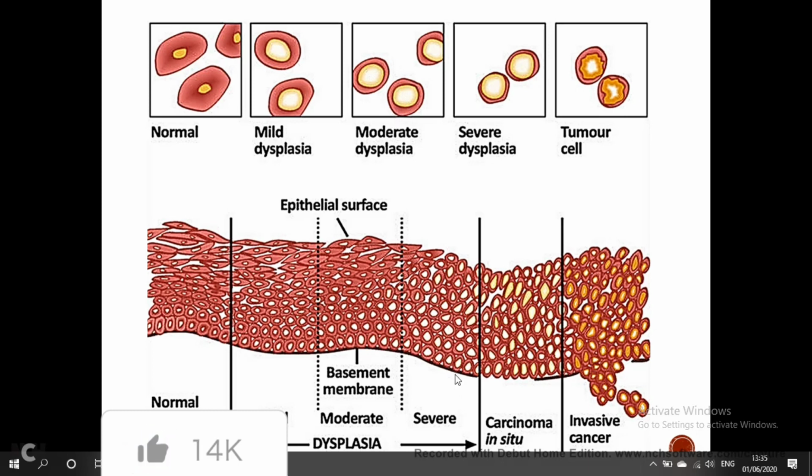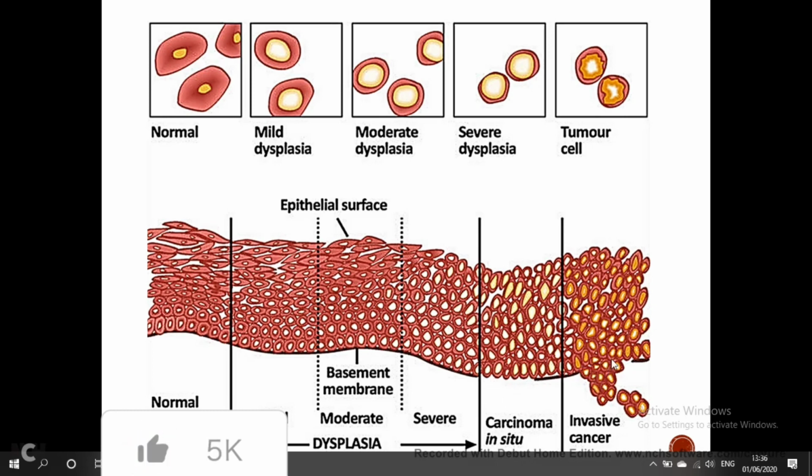Coming to severe dysplasia, there is involvement of all 3 layers. You can't see the horizontal normal cells in the top layer. So it means that it is severe dysplasia or carcinoma in situ. But here the basement membrane is not broken. As soon as the basement membrane is broken, this is wrong. In carcinoma in situ, the basement membrane has to be intact, right?